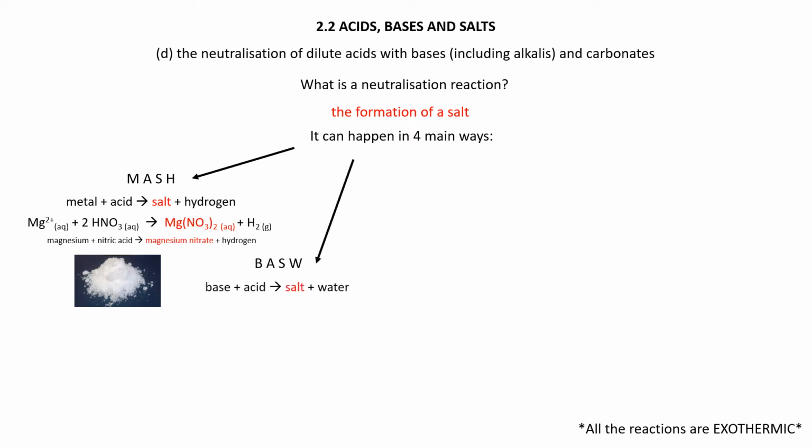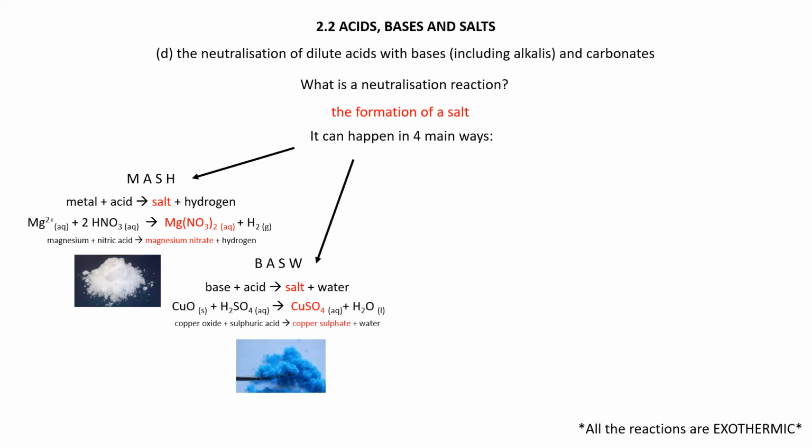Secondly is BASU. This reaction uses a base and acid to form a salt and water. When we work with bases, these are usually solids that we typically call oxides. We can say they are a base because any oxide, like bases, will not dissolve in water. And a good example of this would be copper oxide. Here, it reacts with sulfuric acid to give a salt of copper sulfate and water.